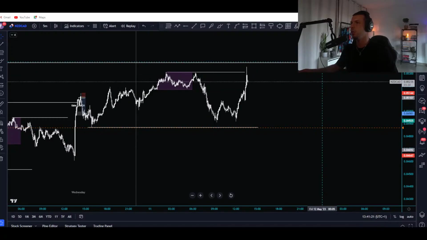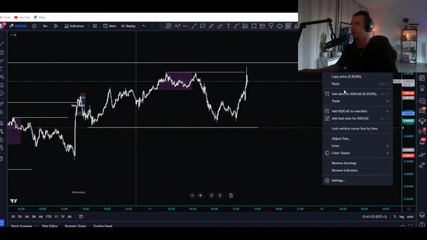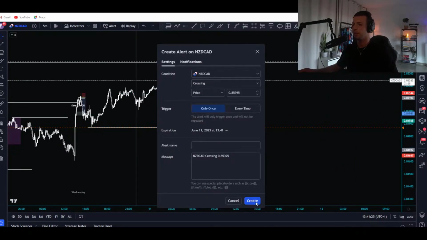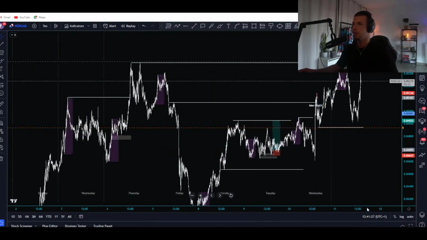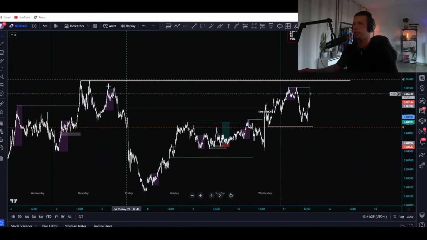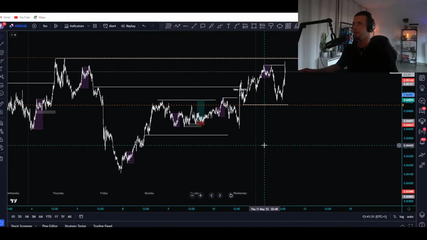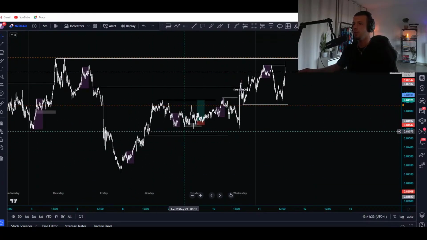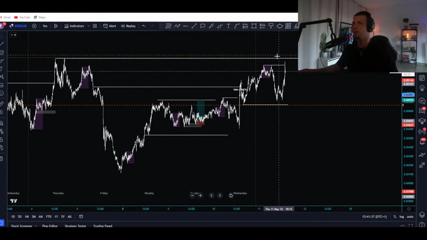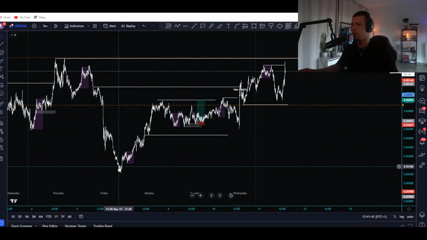Price always moves from internal to external liquidity. So let me show you an example. So here, if we go for external liquidity, this whole move to the upside becomes the move that went for this external liquidity. Therefore, we will have a lot of internal liquidity to be grabbed along the way.